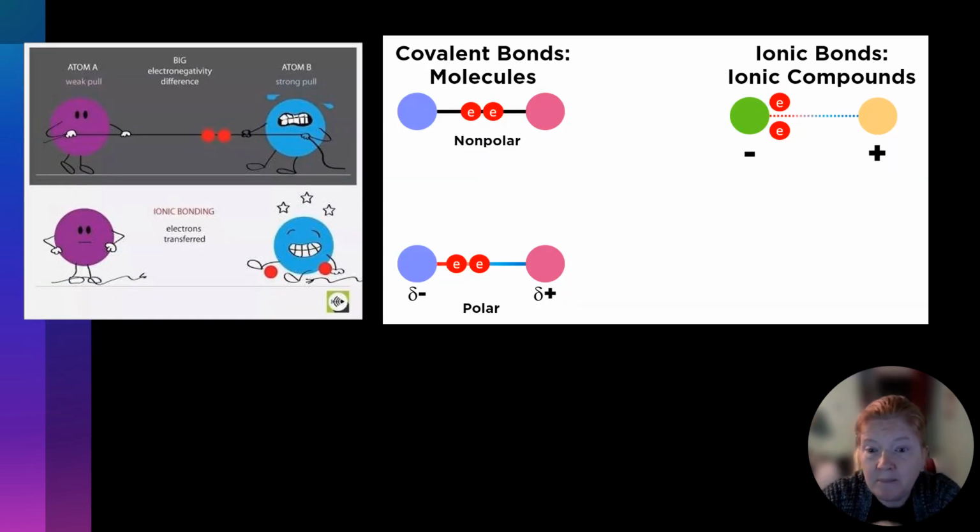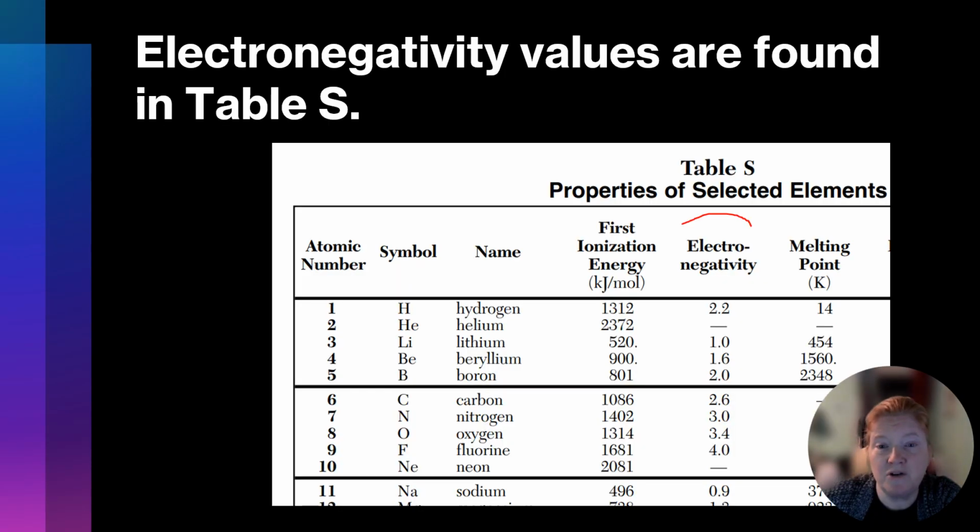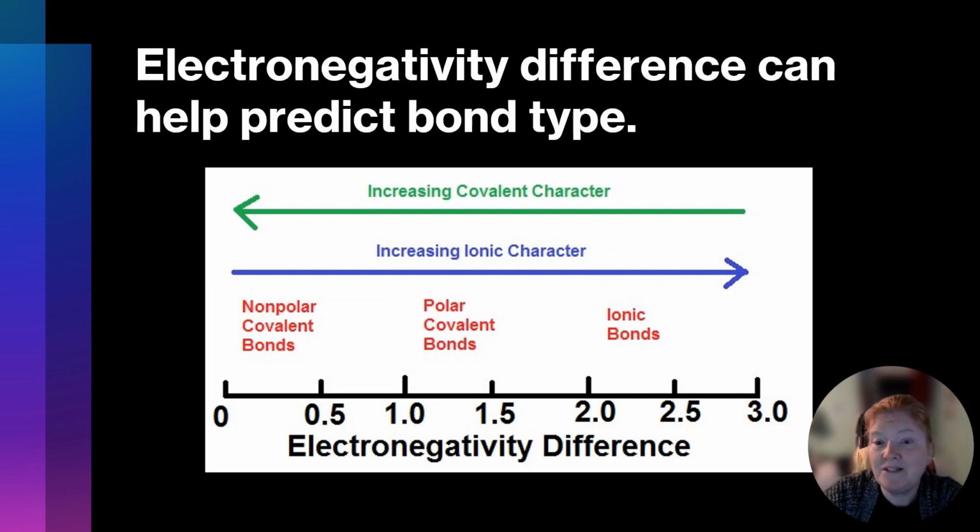So in covalent bonds, you can either be polar or nonpolar. In polar, one element pulls harder. In nonpolar, they're pretty much equal. They're pulling with the same amount of strength. And in ionic, one pulls super hard, so hard it literally rips the electron away. That nucleus pulls so hard that it yanks the electron over. You can find electronegativity values on Table S. Electronegativity values can help us predict bond type.